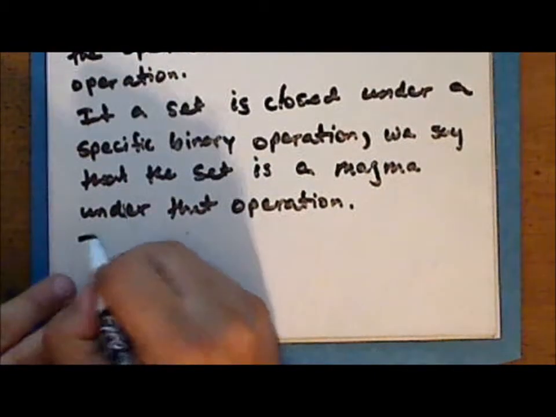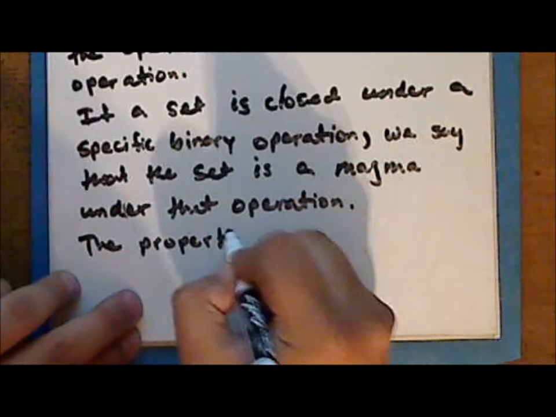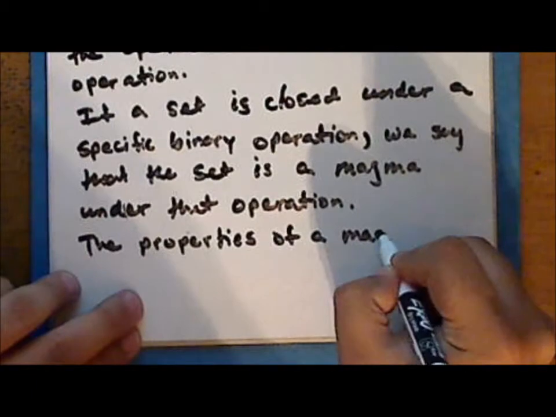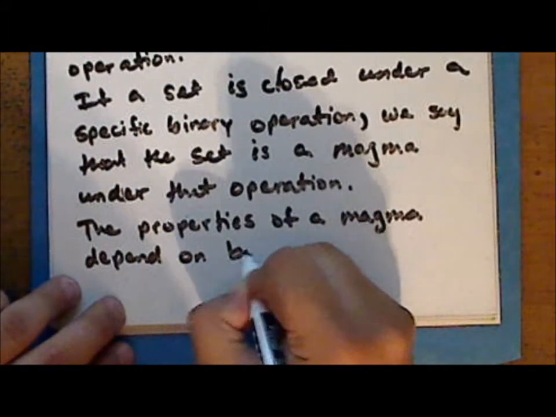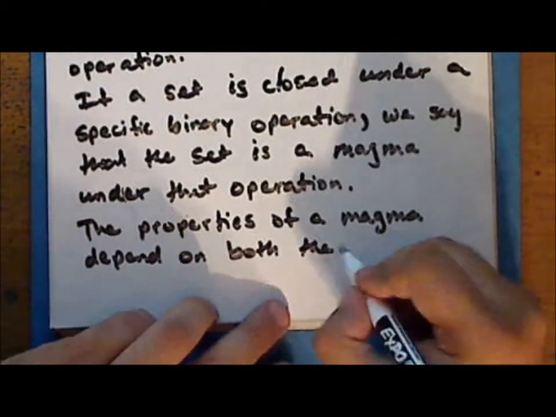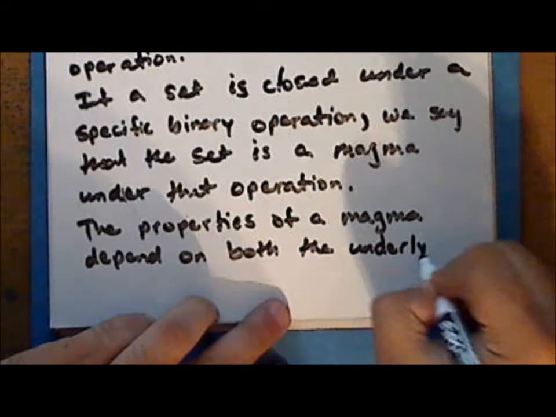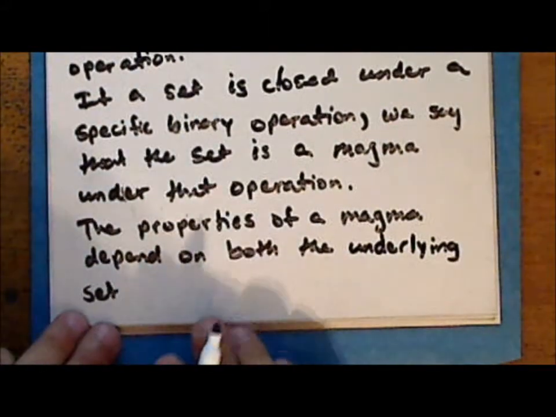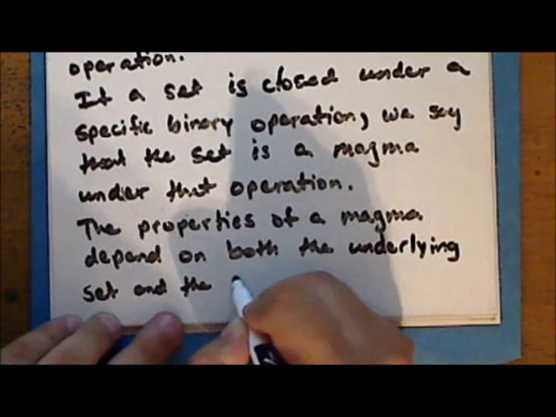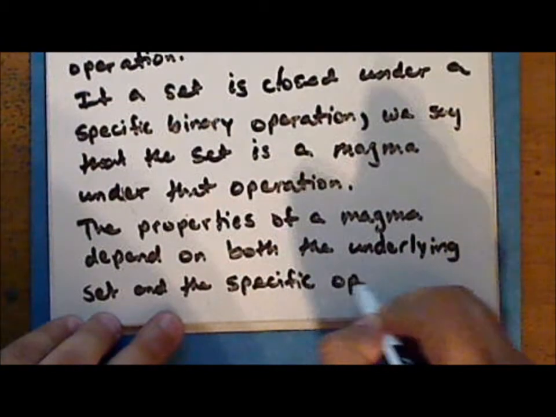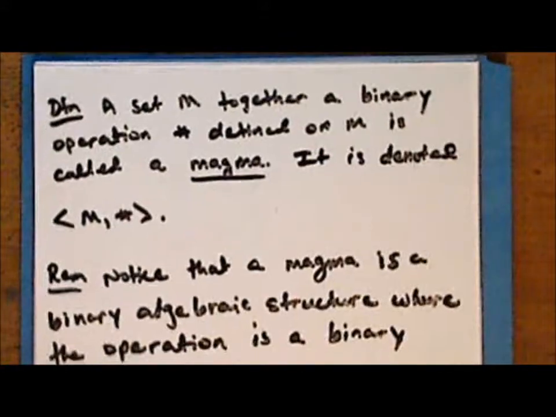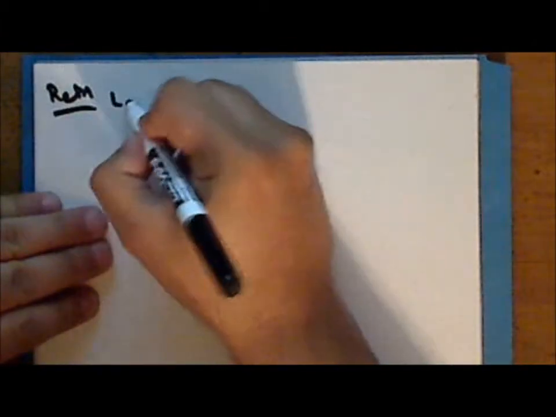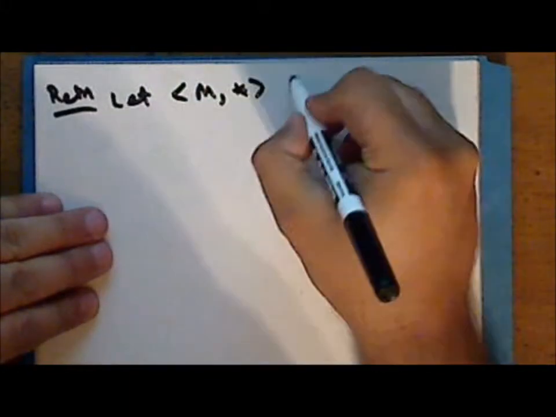And notice that the properties of a magma depend on both the underlying set and the specific operation. So let the set M together with the binary operation star be a magma.